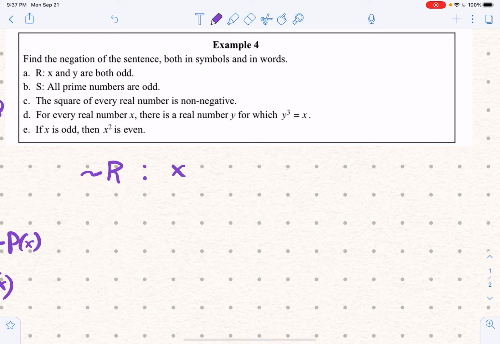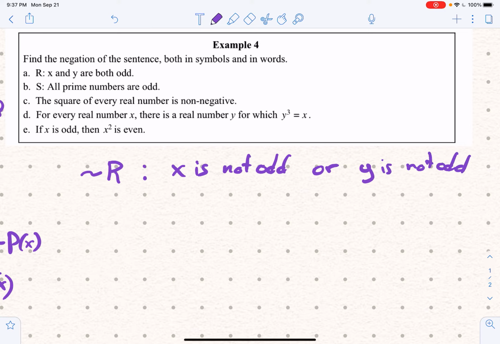So it's like this: X is not odd, or Y is not odd. Remember, when we use the word or, it means either this or both. So either one or both of them must not be odd. That's the negation of the statement X and Y are both odd. That's what happens if it's not true that X and Y are both odd. And this is just using De Morgan's law.